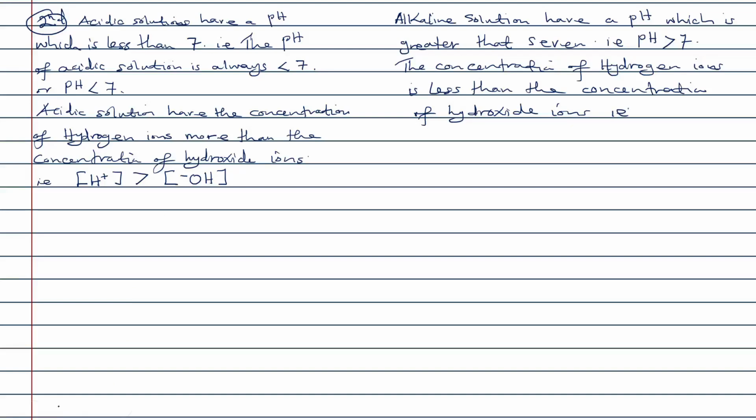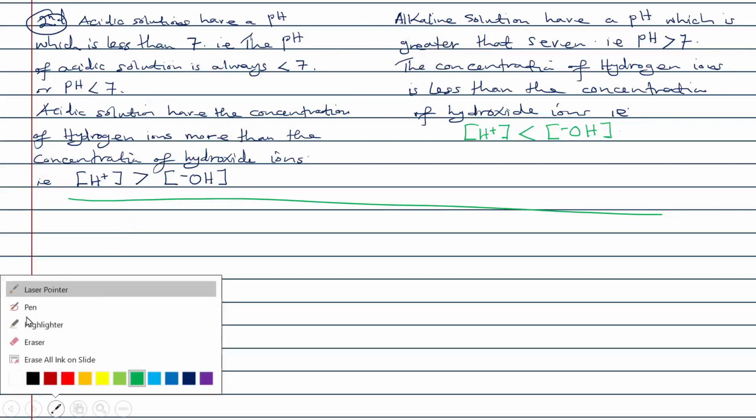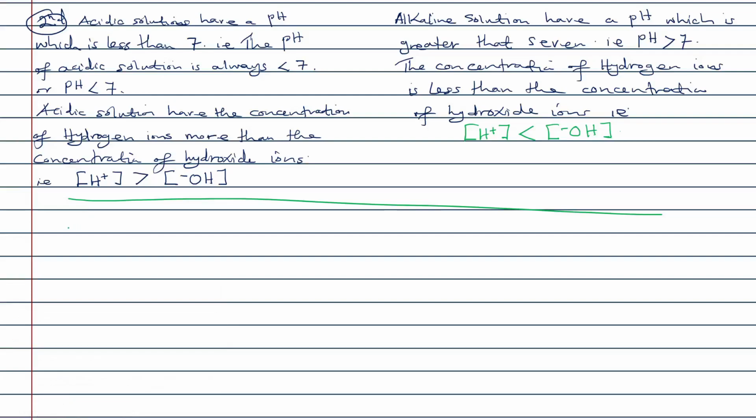i.e. we can say that the molar concentration of hydrogen ions is less than the concentration of the hydroxide ions. And we are saying that when given these two solutions, the acidic solution and the alkaline solution, and on one of them separately, we are adding distilled water. So let's see what happens in the case we are adding distilled water.